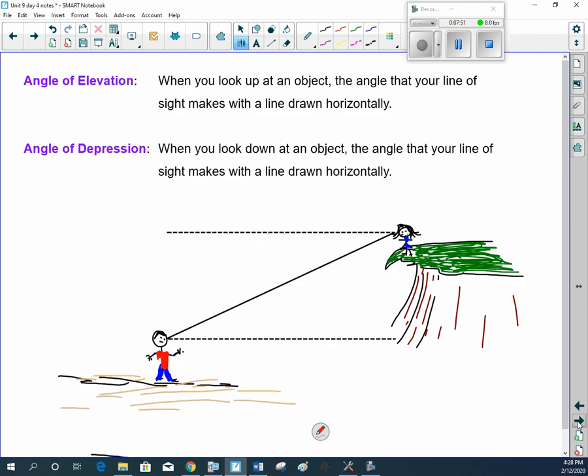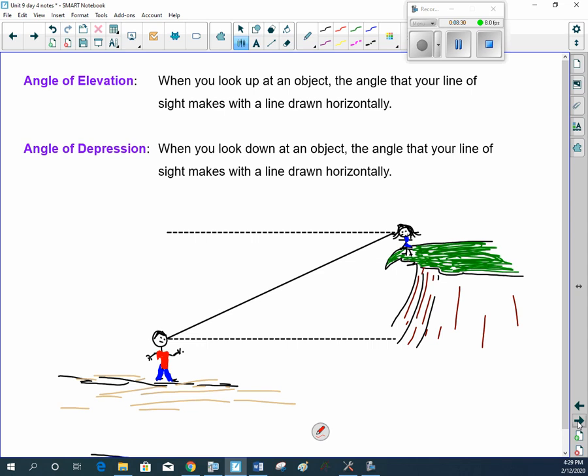Now we're going to go over angle of elevation and angle of depression. So when we draw our application problems, our word problems, and we want to draw our pictures, we need to know what angle of elevation means and angle of depression. So just the word in and of itself, angle of elevation, means to elevate or to look up. When you look up at an object, the angle that your line of sight makes with a line drawn horizontally, that's what an angle of elevation is. And an angle of depression is when you're looking down from a horizontal.